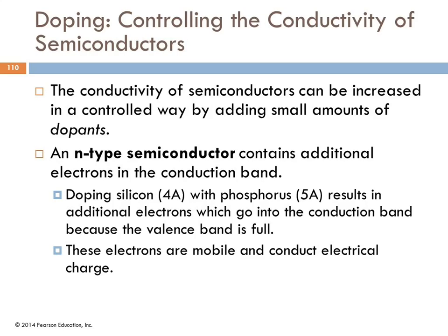What's really neat about semiconductors is that we can control their conductivity. That's why they're so useful. We can make them more conductive or less conductive. And the way that's done is by doping them. So they add small amounts of dopants, and depending on what kind of doping element or substance you're using, you can get an N-type or a P-type semiconductor. An N-type semiconductor has extra electrons in the conduction band.